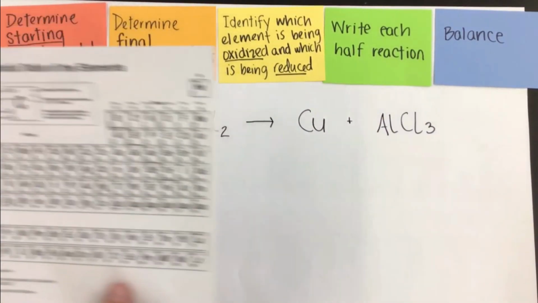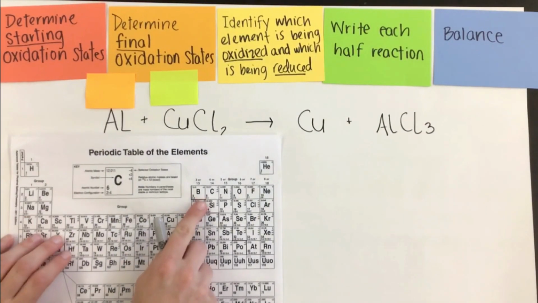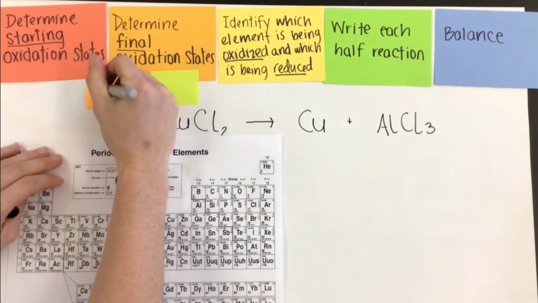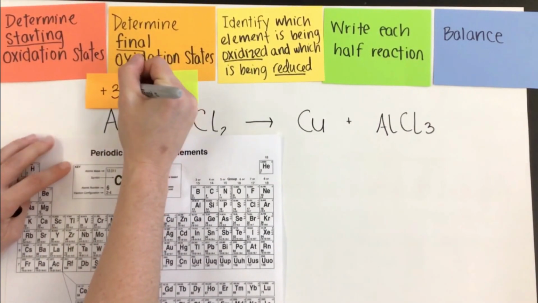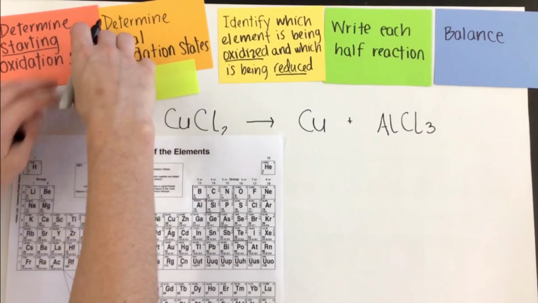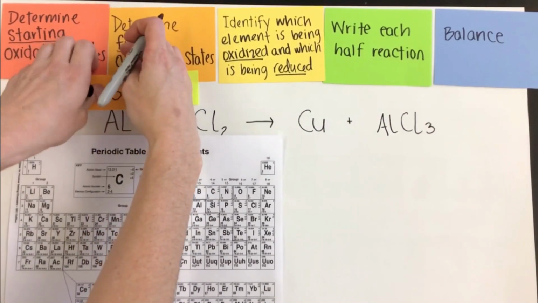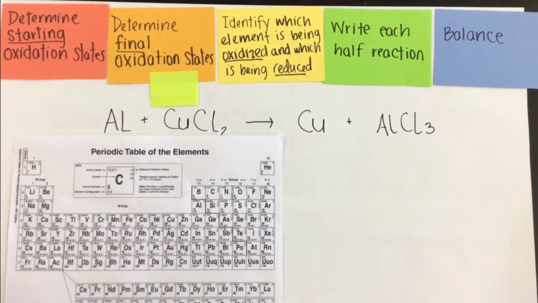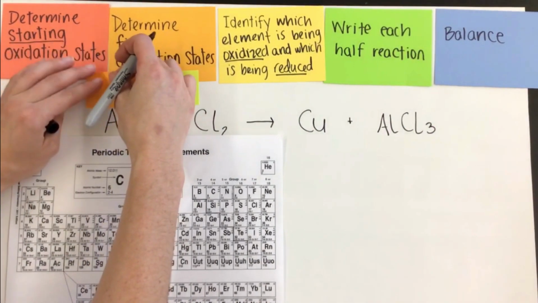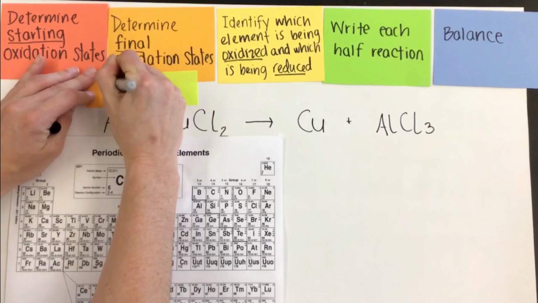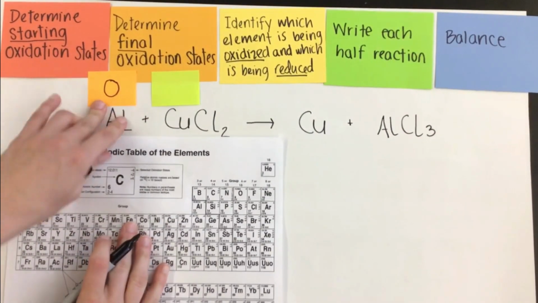I'll grab my periodic table and look at the top right corner and see that aluminum has one possible oxidation state, +3, right? No, be careful here. This is a mistake people make all the time, right? Don't get tricked. Aluminum is by itself at the beginning of this reaction. It is not bonded to any other element, so it actually is starting with an oxidation state of 0.